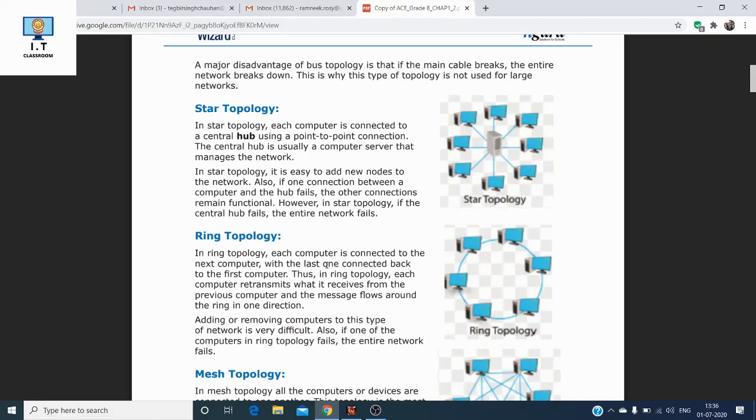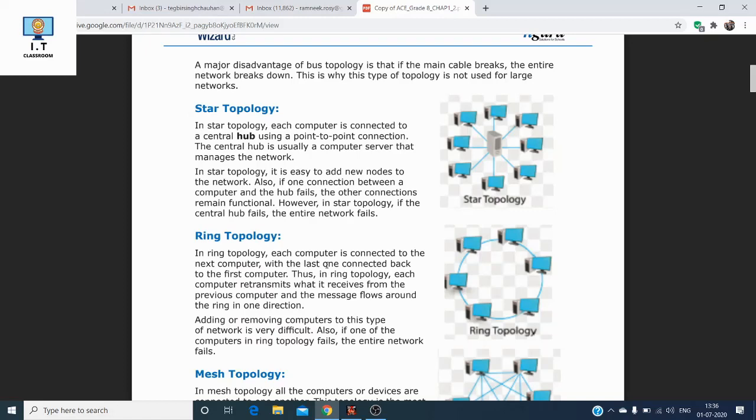A failure in any star network cable will only take down network access of one computer and not the entire network. When the hub fails, then the network also fails. This is all about the star topology.